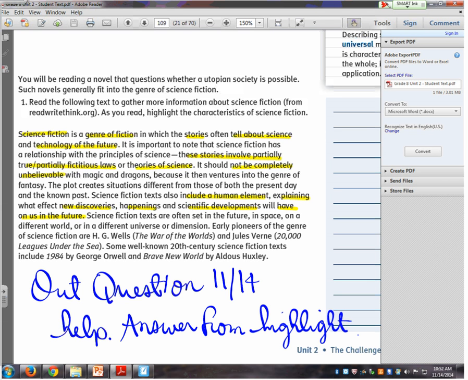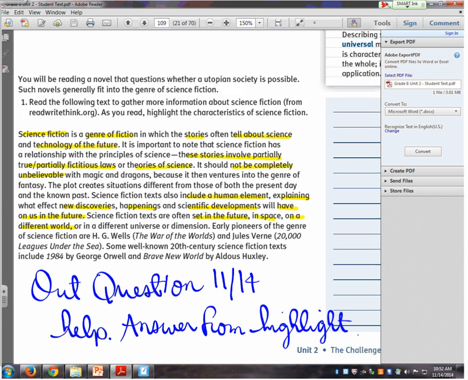Science fiction texts are often set in the future and based on a different world and a different universe of fantasy. Early pioneers of the genre of science fiction are H.G. Wells, The War of the Worlds, and Jules Verne, 20,000 Leagues Under the Sea. Some well-known 20th century science fiction texts include 1984 by George Orwell and Brave New World by Aldous Huxley. Excellent, thank you so much.